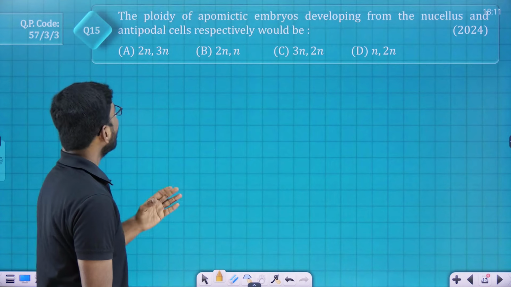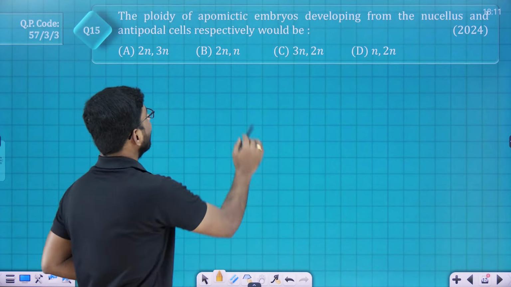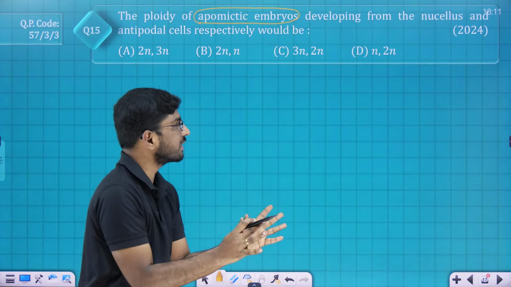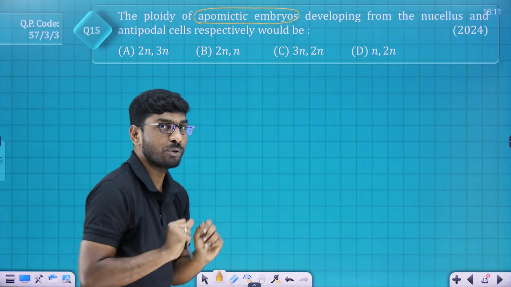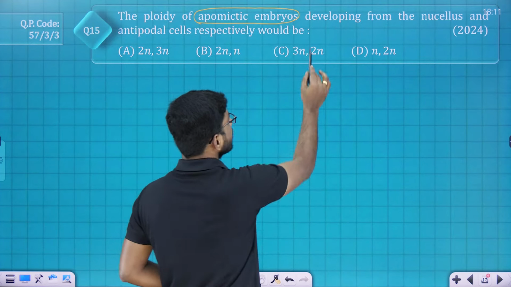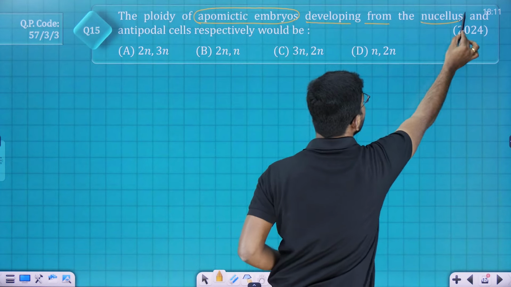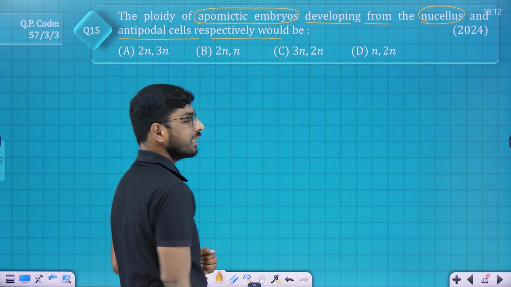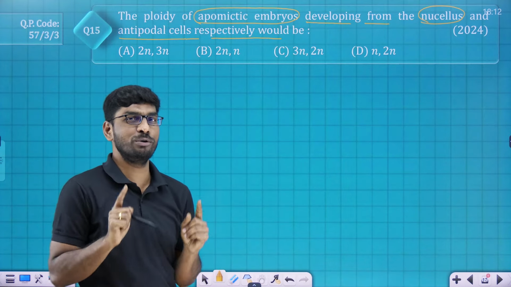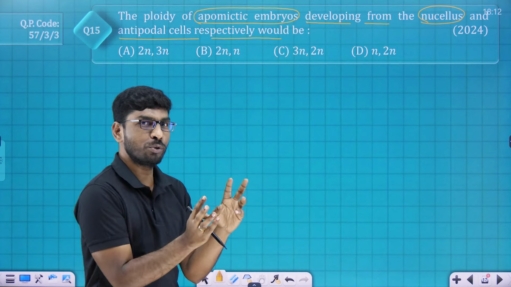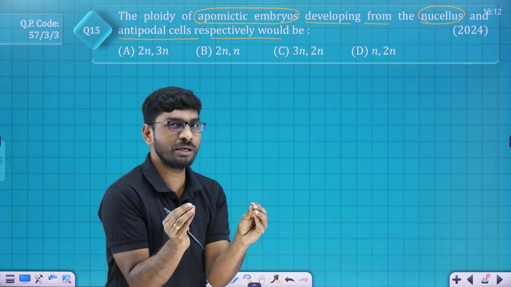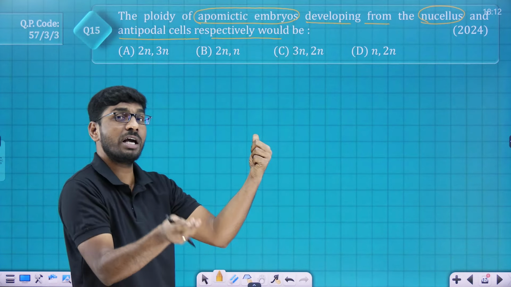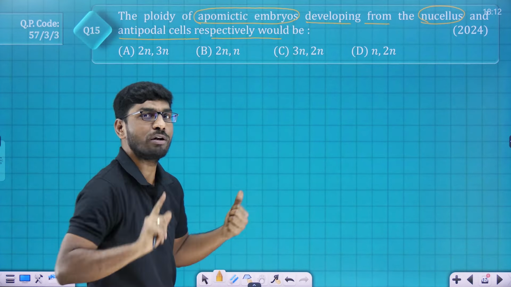Next question. The ploidy of apomictic embryos. Same related question. We have already discussed this one, but in 2024 one more related question they asked. Apomictic embryos developing from nucellus and antipodal cells respectively, they ask. So what is your answer? I clearly mentioned in the previous two questions: integument and synergids. But here they mention nucellus and antipodals.